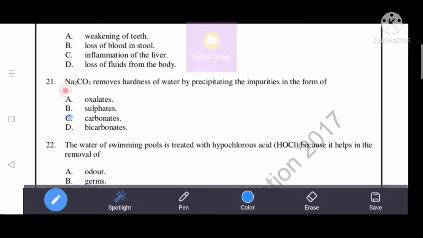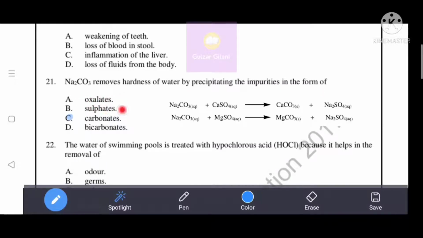Next question. Na2CO3, that is sodium carbonate, removes hardness of water by precipitating the impurities in the form of given option oxalates, sulfates, carbonates, bicarbonates. Among these, the correct answer is option C, that is carbonates. As you know, the addition of washing soda, that is sodium carbonate, removes the calcium and magnesium ions as the insoluble calcium and magnesium carbonate respectively. That's why option C, carbonates, is the correct answer.